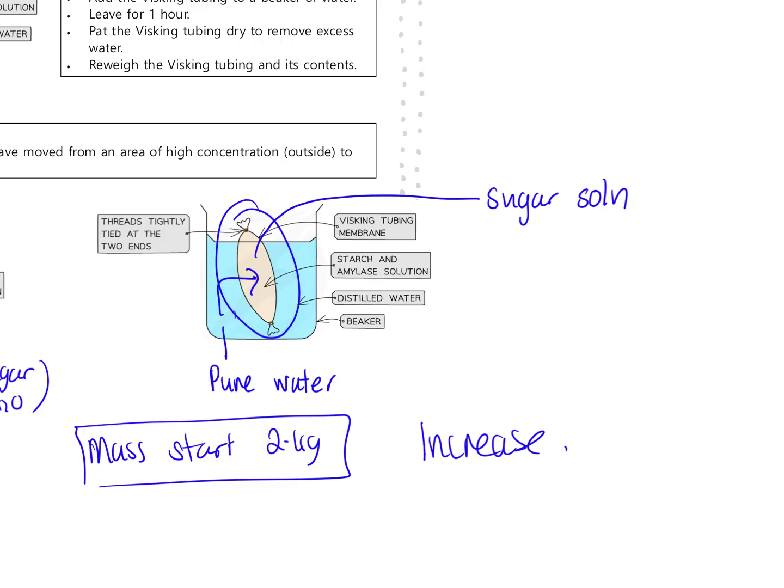Viscous something. I can't remember the one. Viscous tubing. Good. Why do I use that? What's the point of using that? What is it showing? The concentration. No, but what is it?